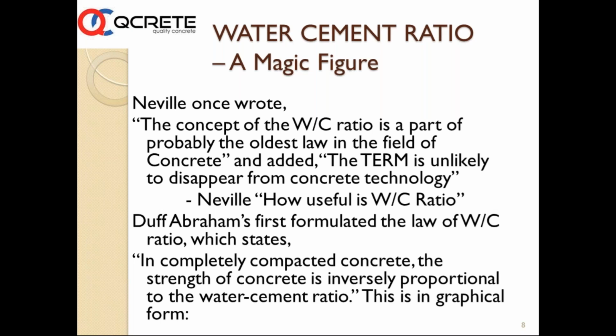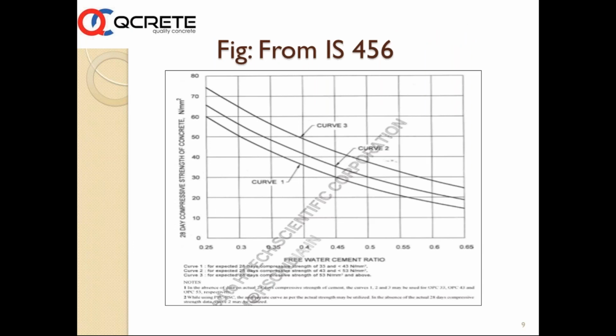The water cement ratio law was first formulated by Duff Abrams, who formulated the law of water cement ratio. For completely compacted concrete, the strength is inversely proportional to the water cement ratio. In a particular graph from IS you see curves 1, 2, 3, which change with water cement ratio. On the vertical axis is strength, and on the horizontal axis you get the water cement ratios. So, as the water cement ratio goes up, strength comes down. So this is the basic rule.